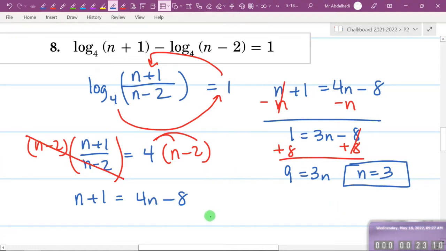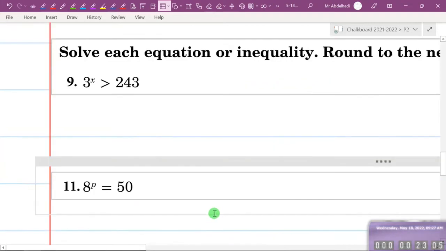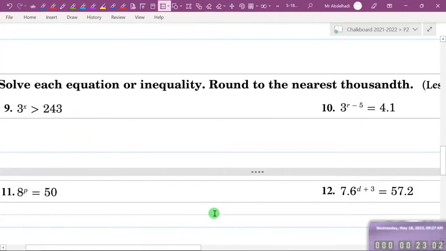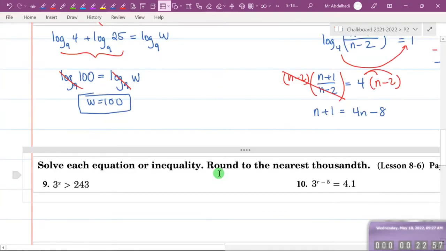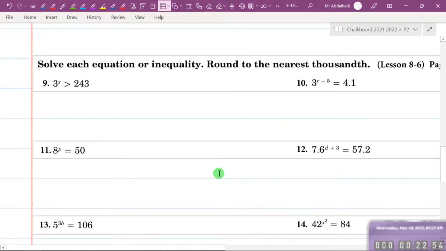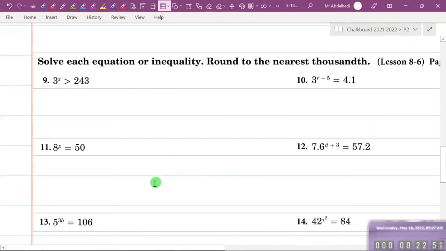All right, let's move on to number 9. Now in this section, we're solving exponential equations. All the ones we did in 1 through 8 were logarithm equations, and this time it's going to be exponentials. The problem with exponentials is there are no properties of exponentials like there are properties of logarithms. There's no quotient rule, no power rule, no product rule, that sort of thing.